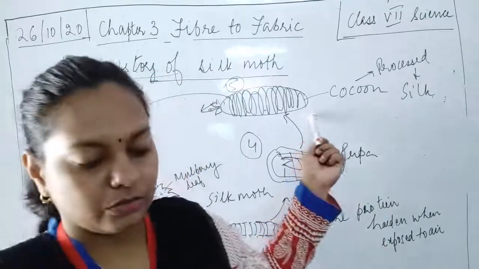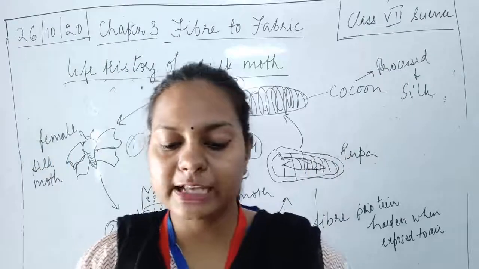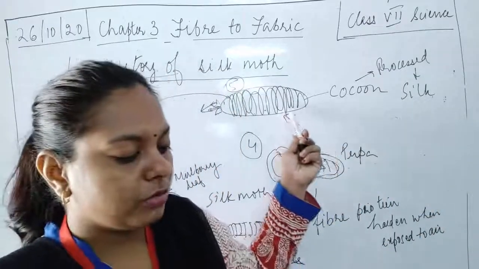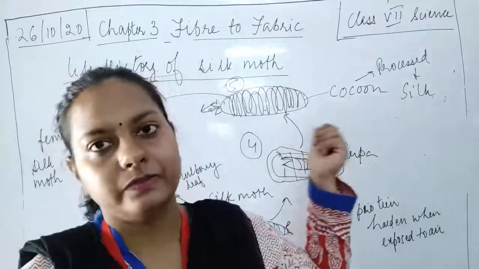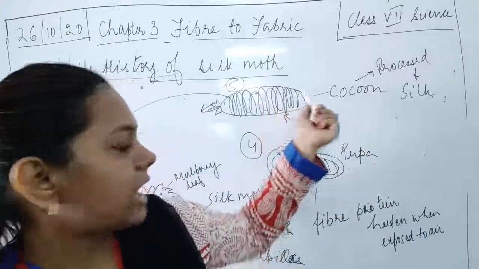So I have drawn this. The further development of pupa takes place inside the cocoon. The cocoon is the home for the pupa. The adult silk moth will form, and then it is going to emerge out from this cocoon.